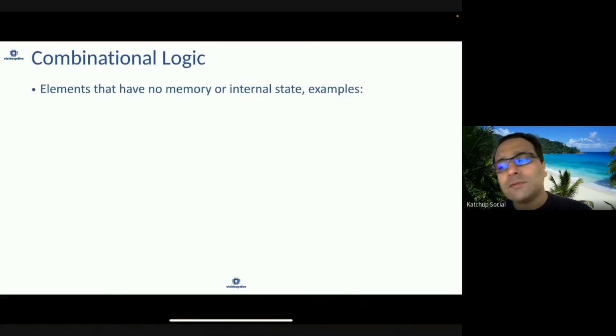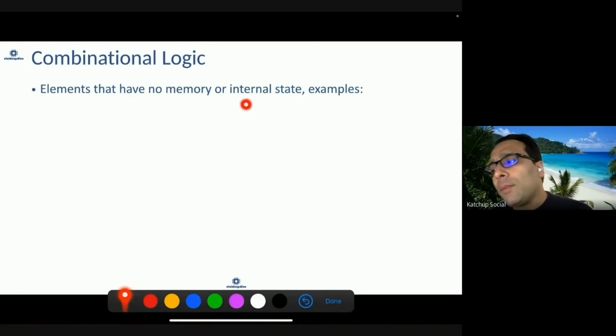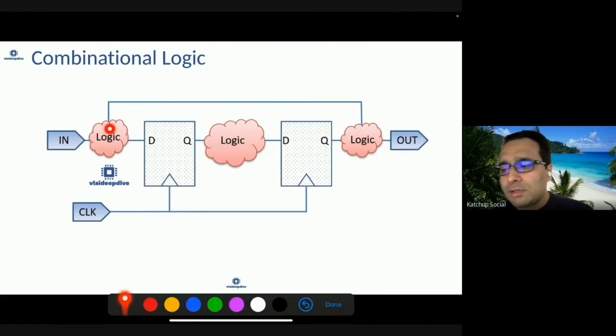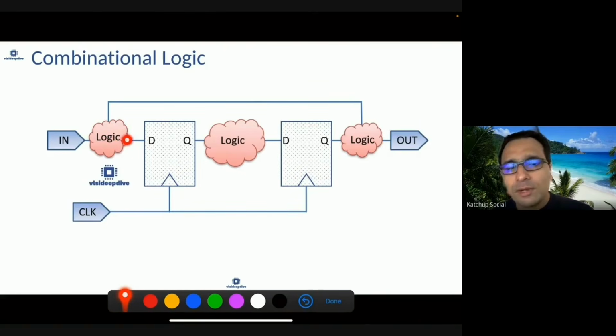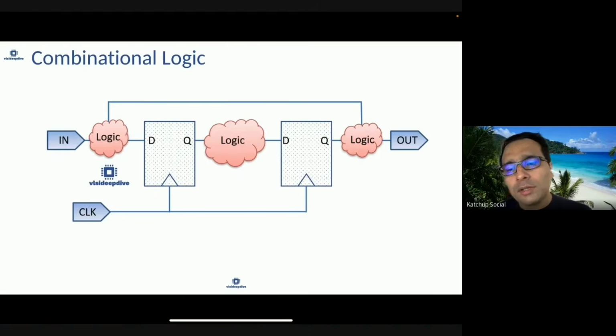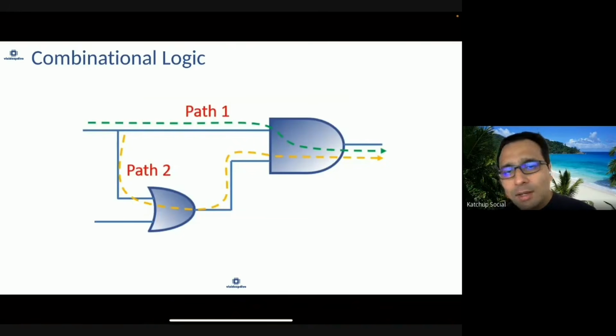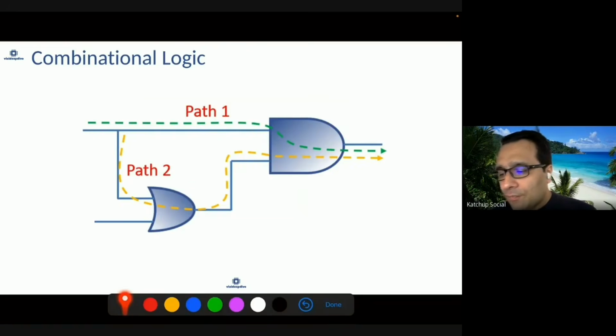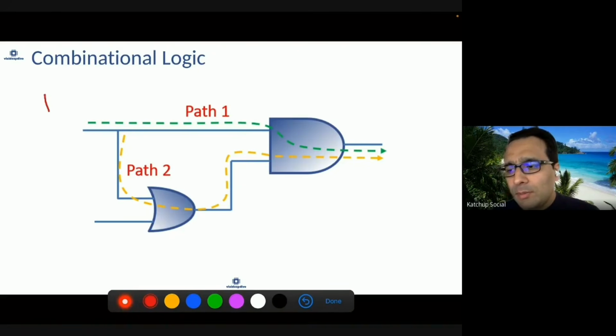Combinational logic or parts of the logic are elements that have no memory or internal state. So basically your AND gates, OR gates, those are combinational logic. Your flops and latches have memory, they are not combinational logic. So let's go back to our example. Here is one combinational logic, it does not have any memory element. There is another combinational logic, it does not have any memory element. And there is another combinational logic. One important thing to understand about combinational logic is that between a set of start point and end point, if combinational logic is present, there can be more than one path.